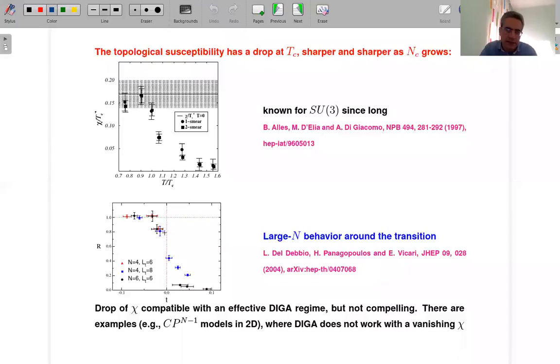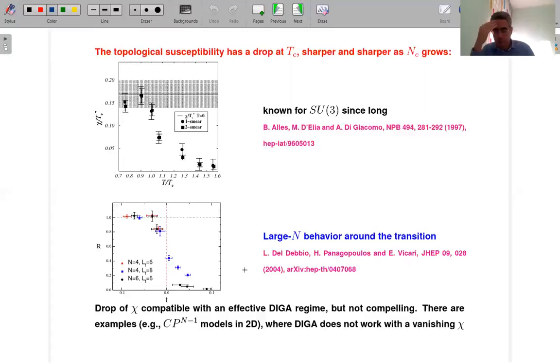So this vertical axis here signals the location of the confinement transition, and this is the ratio of the susceptibility at finite temperature divided by the topological susceptibility at zero temperature. So you can see again that the ratio is stable at 1, and then it drops, and the drop is sharper and sharper as you increase the value of N. So this is N equals 6, N equals 4. You can see that for N equals 6, topological susceptibility is almost compatible with 0 after the transition.